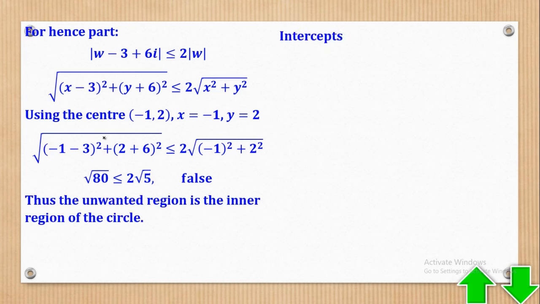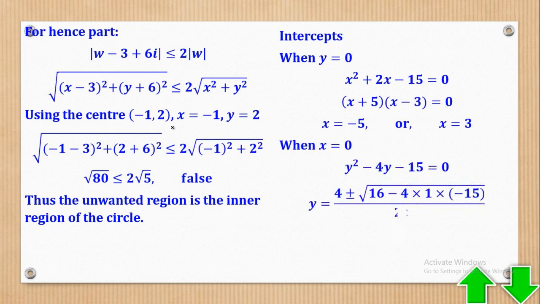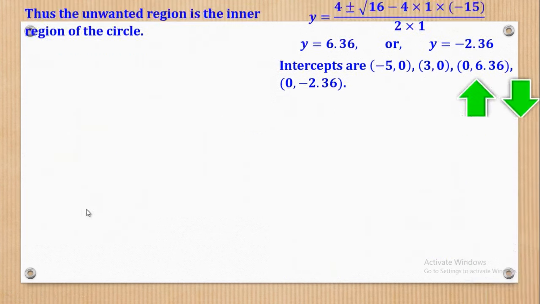Okay, so the intercepts, we also need the intercepts. So when y is 0, we shall come up with that, and therefore x will be that. Then when x is 0, we shall come up with that, and y will be that. Therefore the intercepts are, now we have many intercepts. There are 4: this 1, 2, 3, and 4. Okay, now that we know the intercepts and we know the center of the circle, we can go ahead and sketch our circle.